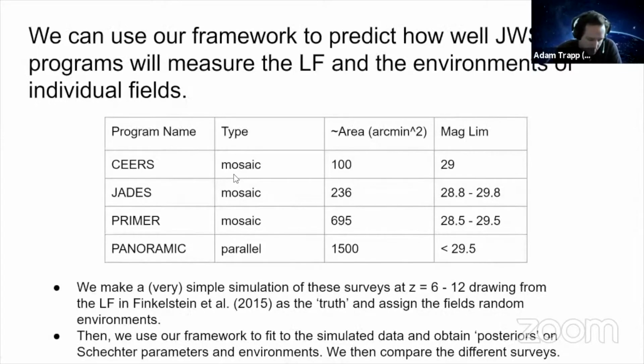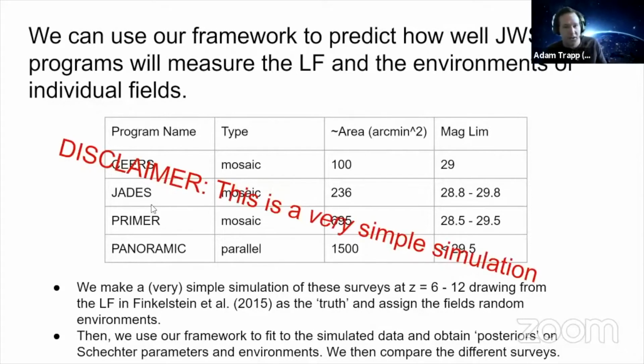So I've been talking about using this method on current data, but we can also use this framework to predict how well JWST programs will measure the luminosity function and simultaneously the environments of the individual fields. So I've taken a couple programs that we've all heard talks about this week. Some are mosaic, some are parallel, and we make a very simple simulation of these surveys at redshift 6 to 12, drawing from the luminosity function in Finkelstein 2015 as the truth, and then we assign these fields random environments. Then we use our framework to fit the simulated data and obtain posteriors on the Schechter parameters and the environments, and then we compare the different surveys.